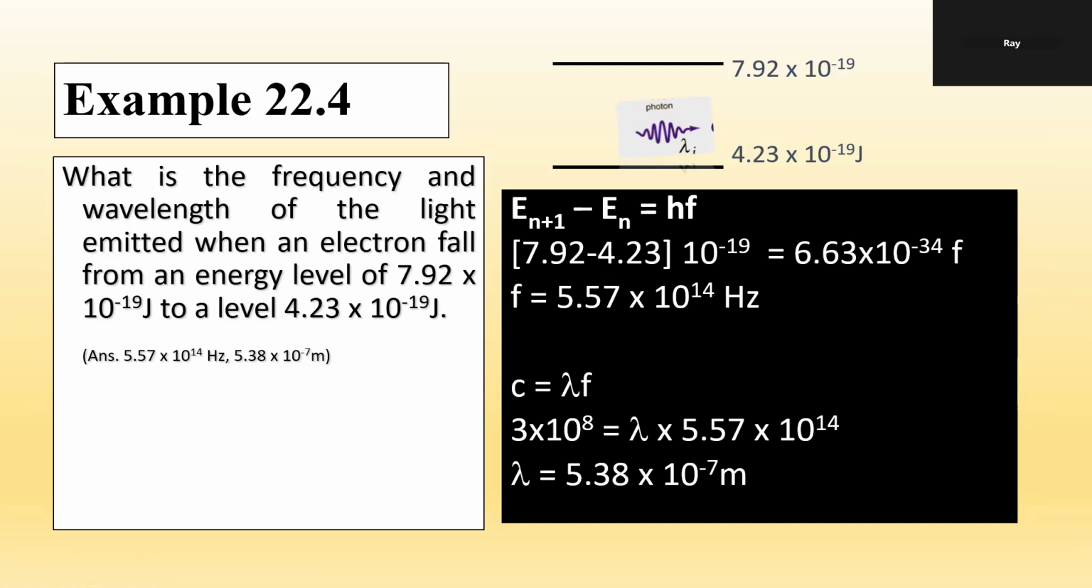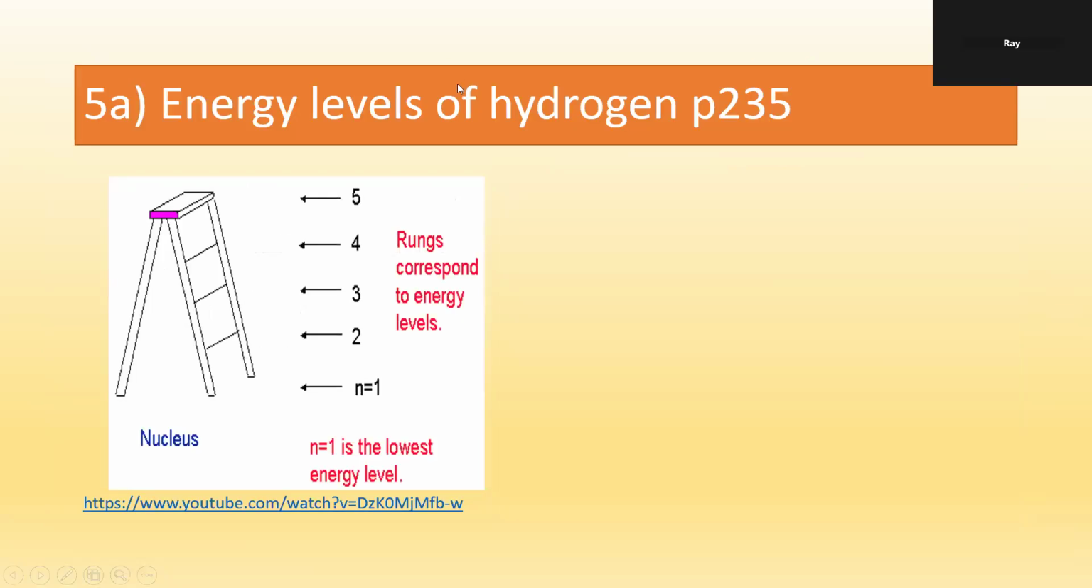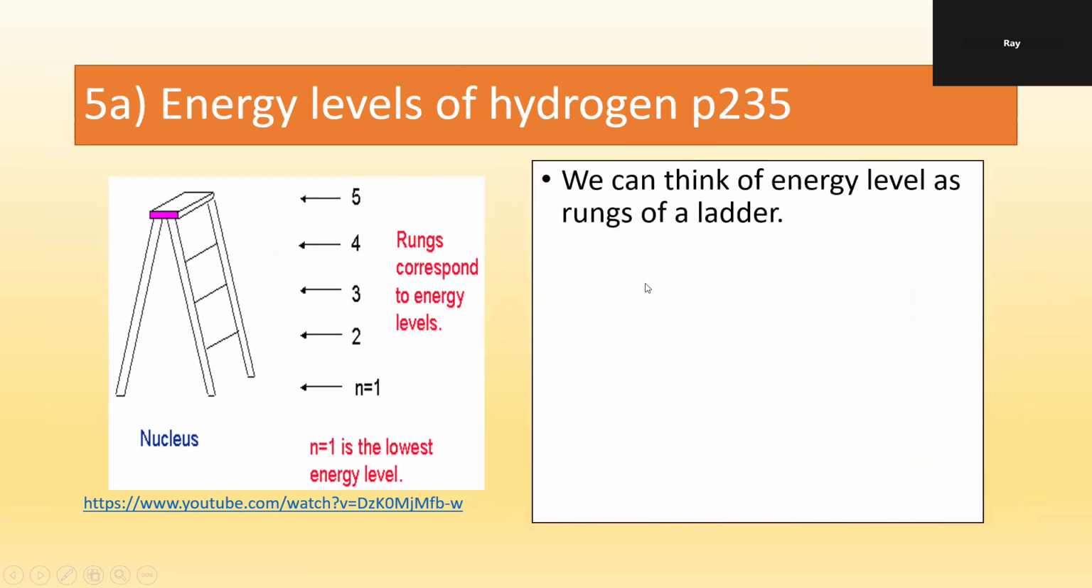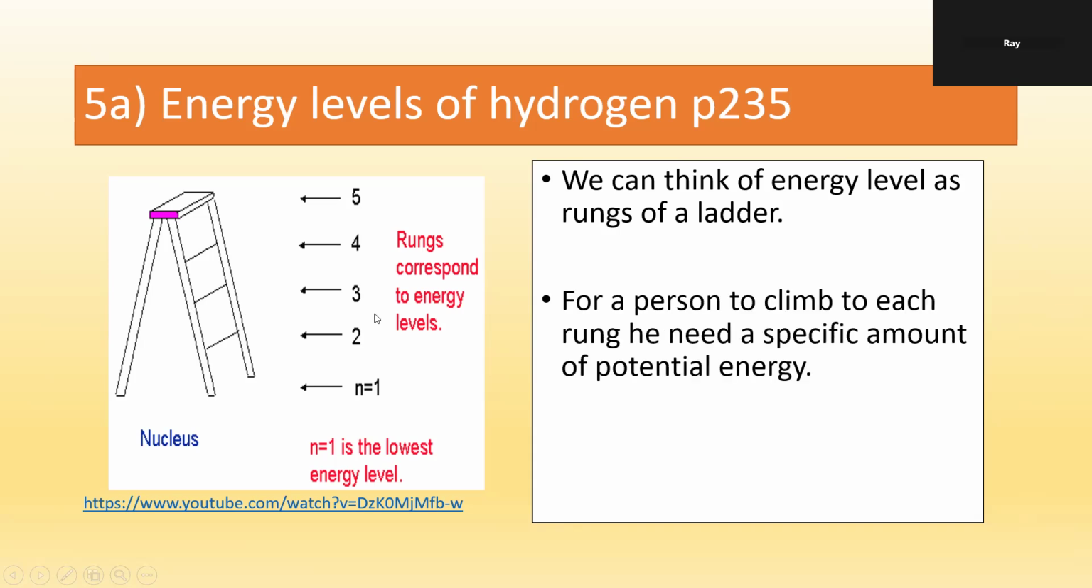Energy levels of hydrogen, page 232. Just like rungs of a ladder. When we think of energy levels as rungs of a ladder, this is an analogy. For a person to climb each rung, he needs a specific amount of potential energy. To go from one to the other, you need a specific amount of potential energy. He cannot step between the rungs. In between, he cannot step there.